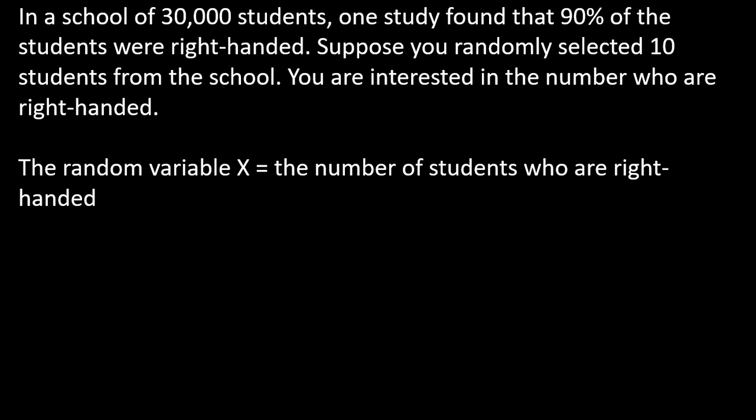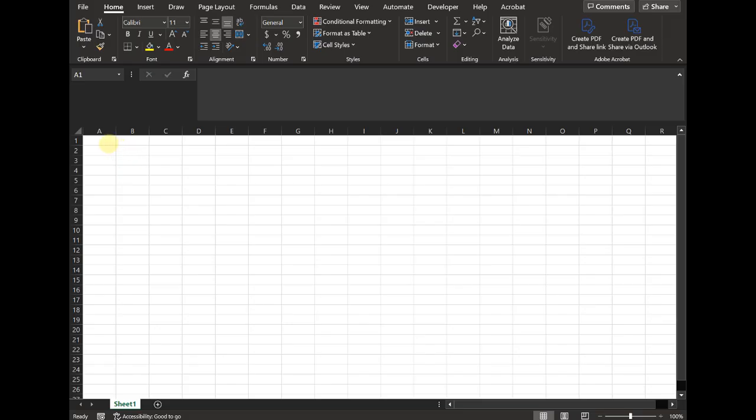Now let's talk about making the PDF function. Typically I have workbooks that you can practice in, but in this situation I think it's important that you know how to build this from scratch. So we have x and p of x. Our x's correspond with the number of students who are right-handed, and we're selecting 10 students. So I'm going to have a little table, and I can just drag this down, from 0 to 10 of all the possibilities of students who are right-handed.